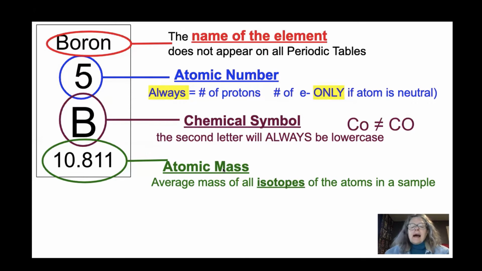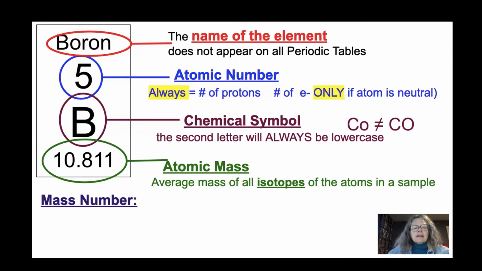So what is atomic mass? Well, it's the average mass of all isotopes of the atom in a sample. An isotope. I think that was on the atomic structure video. I'm almost sure it was. But it's a concept that some people find really, really confusing. So I'm going to try to explain it as best I can. It's not really that bad. So we'll see how it goes. And you can certainly ask me questions about isotopes, but we'll get back to that.